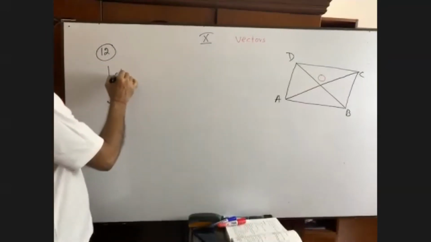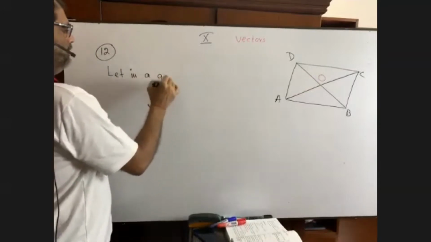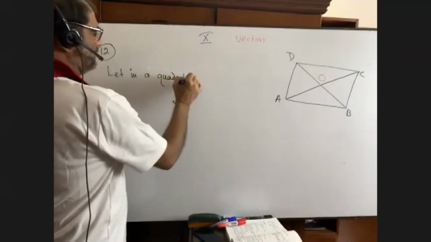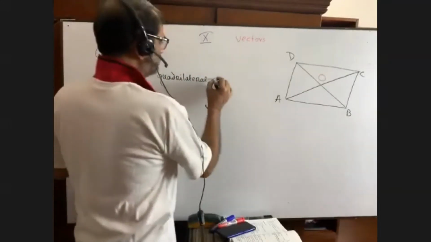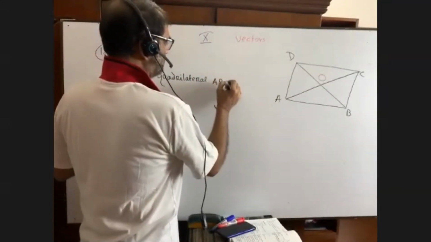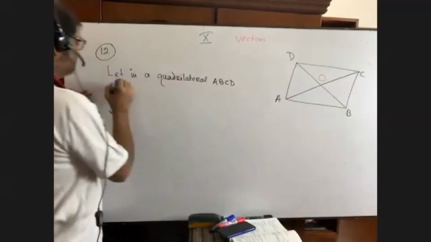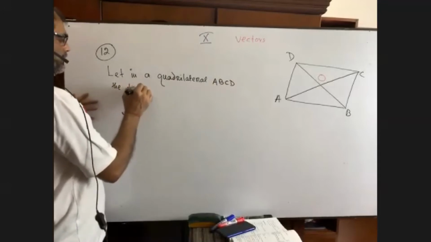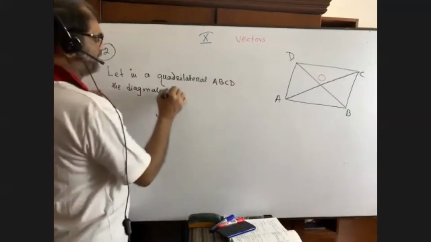Write down, let in a quadrilateral ABCD. Are you getting me? The diagonals AC and BD.